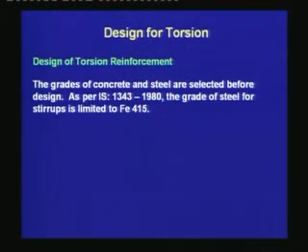The grades of concrete and steel have to be selected before design. As per IS 1343-1980, the grade of steel for stirrups is limited to Fe 415. The selection of the material properties depends on what material will be supplied, and also it depends on the type of structure that is being built. Before we start the design calculations, the material properties should be known to us, and hence we can use those properties in the design equations.